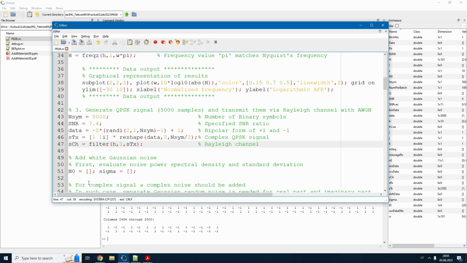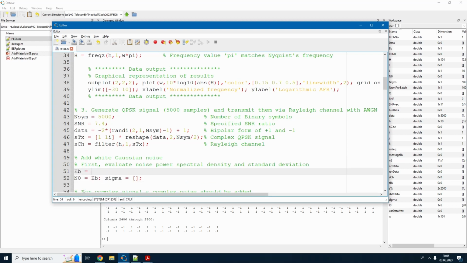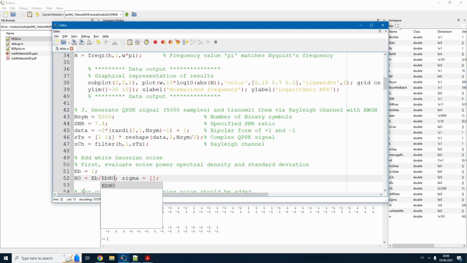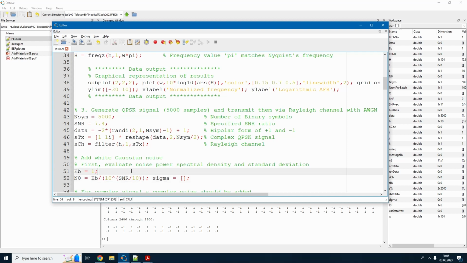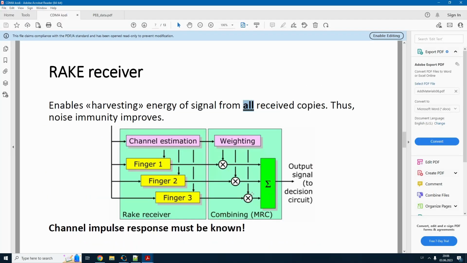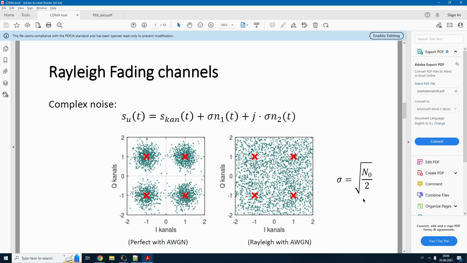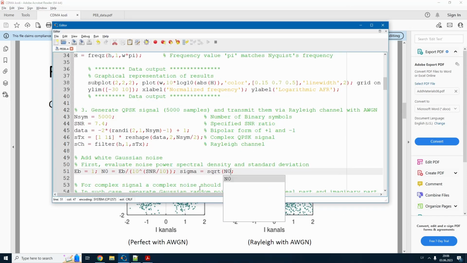Well, next step would be to calculate the noise spectral power density. Yes, so the noise power spectral density is energy of bit, so I'm going to simply add extra variable here, 1, divided by energy of bit versus the noise spectral density, which in turn is 10 to the power of SNR divided by 10. So that's how we did it in previous practical exercises, that's how we do it in this practical exercise as well. Finally, the sigma standard deviation of the noise according to the lecture material as well, we did it multiple times, is square root of N0 divided by 2.